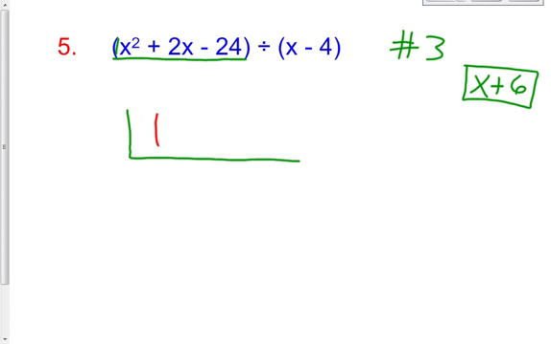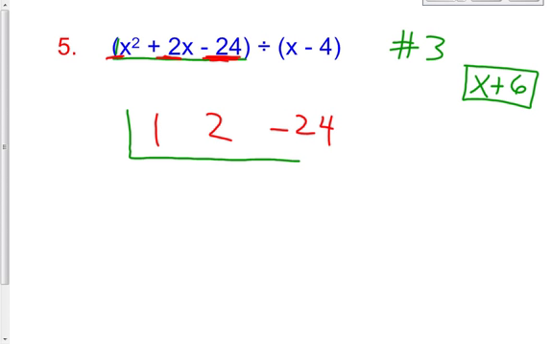Our next coefficient is the number 2. So we're going to pull that down and bring it right here. And our last coefficient is our constant term. It's a negative 24. So we're going to put that right here. Okay, so that's the first thing we did. All we do is bring down the coefficients of our dividend, which are 1, positive 2, and a negative 24.